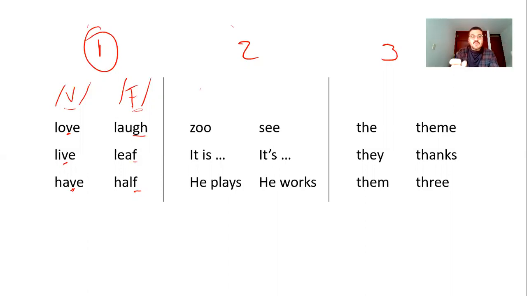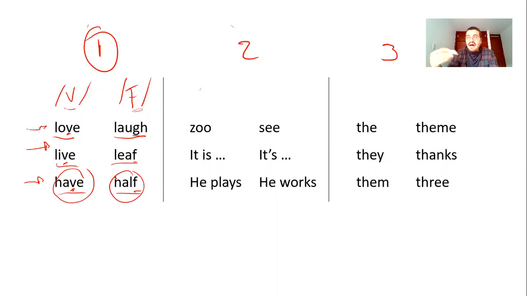So let's contrast these words here. Let's start with these two words, love and love. Remember the vibration, love and love. Here, live and live. The last one, have, have. I repeat, love, love, live, live, have.